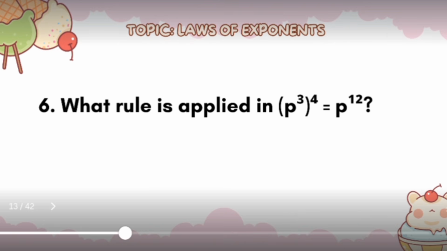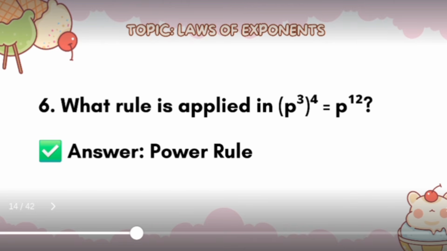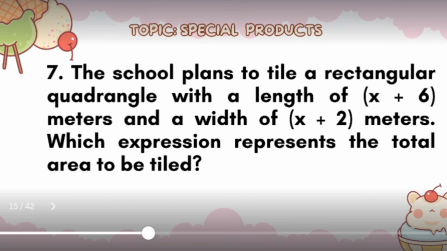Question number 6. What rule is applied in p cubed raised to the power of 4 equals p raised to the power of 12? So since we are multiplying the exponents, we call this the power rule. Let us now proceed to the third topic, which is the special products.